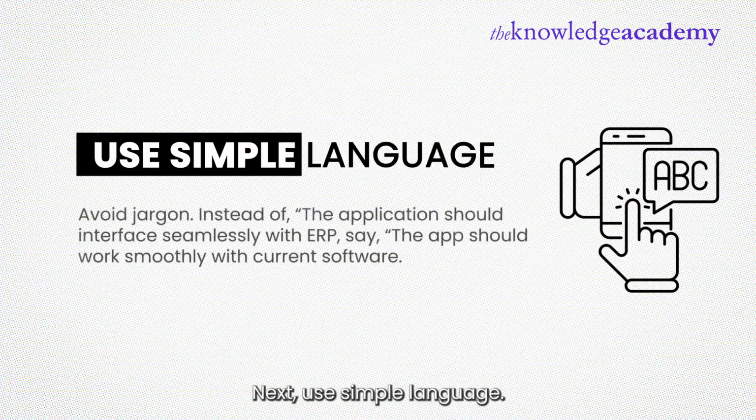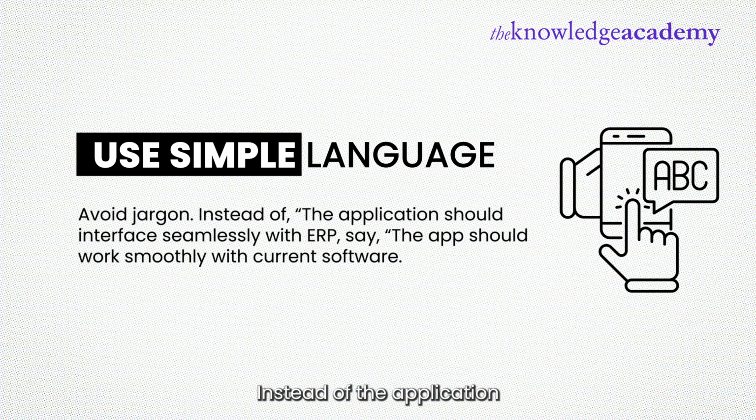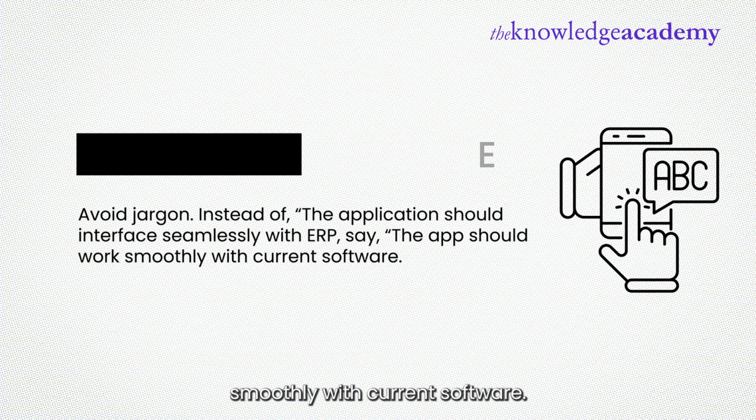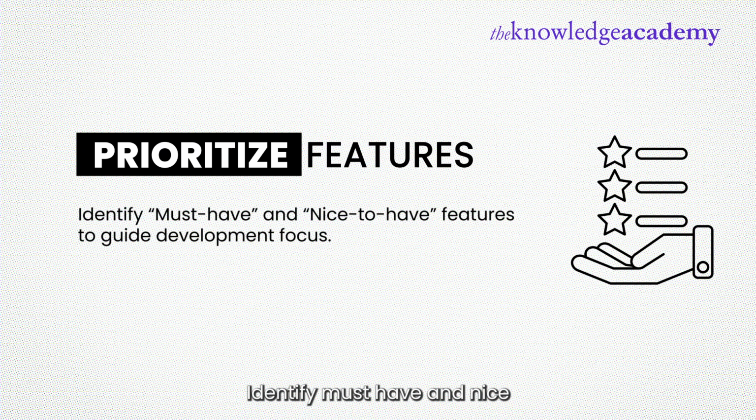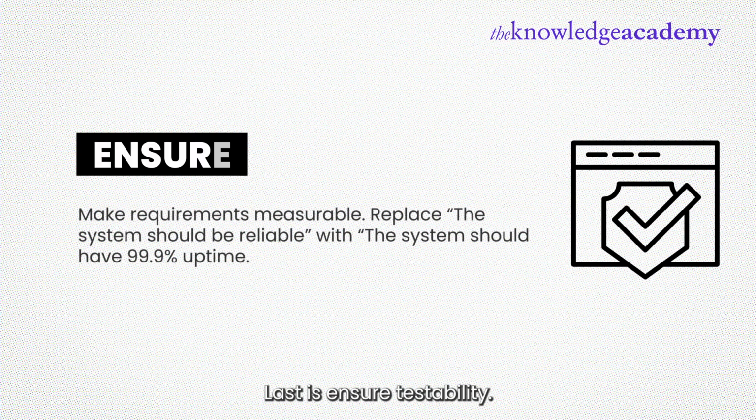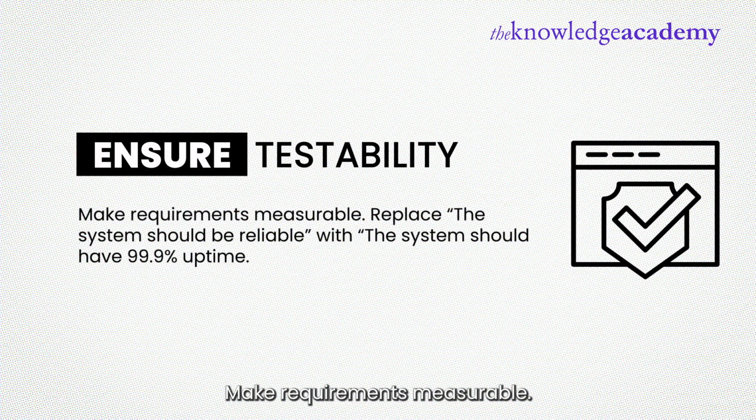Next, use simple language, avoid jargon. Instead of, "The application should interface seamlessly with ERP," say, "The app should work smoothly with current software." Next, prioritize features. Identify must-have and nice-to-have features to guide development focus. Last is, ensure testability. Make requirements measurable. Replace "the system should be reliable" with "the system should have 99.9% uptime."